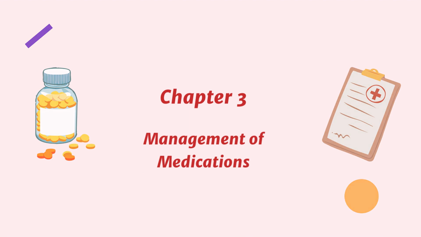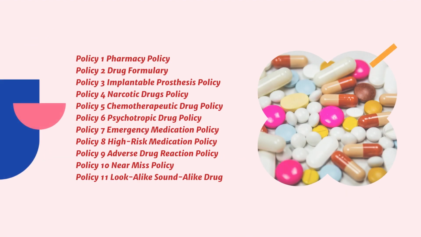Chapter number 3, management of medications. So policy number 1 is pharmacy policy. Policy number 2 is drug formulary. Policy 3 is implantable prosthesis policy. Policy 4 is narcotic drugs policy. Policy 5 is chemotherapeutic drug policy. Policy 6 is psychotropic drug policy. Policy 7 is emergency medication policy.